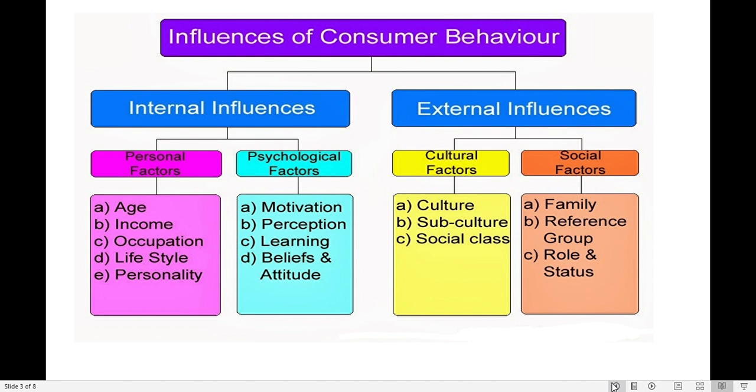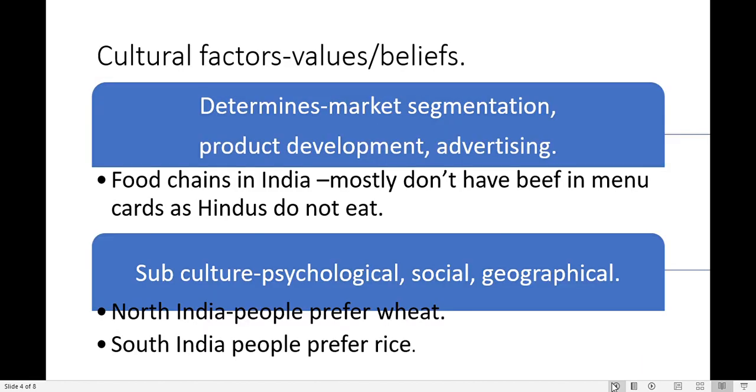The social factors comprise the factors of a society: the family, the reference group. Who are the people that are influencing me? What is their status in the society? Let us go step by step into each of the factors so that we get a better understanding of the different factors which influence the consumer buying pattern.